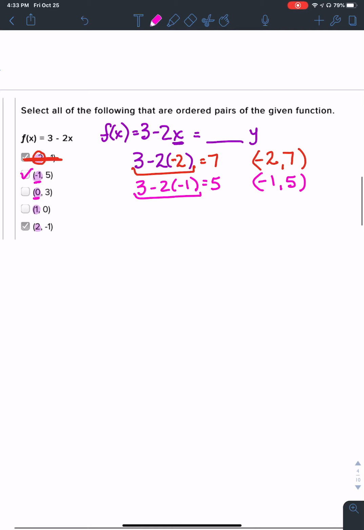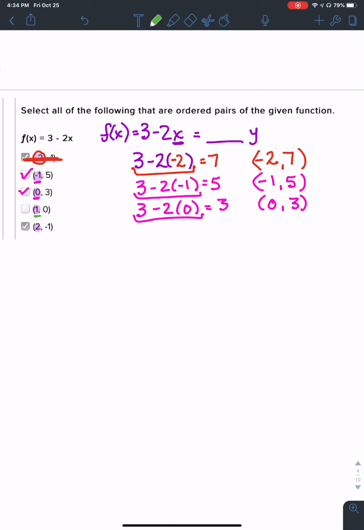So next one, I get 0. So I'm going to go through and plug in 0, and if I plug that in my calculator, I get 3 out. So plug in 0 and get 3 out. So that point matches.